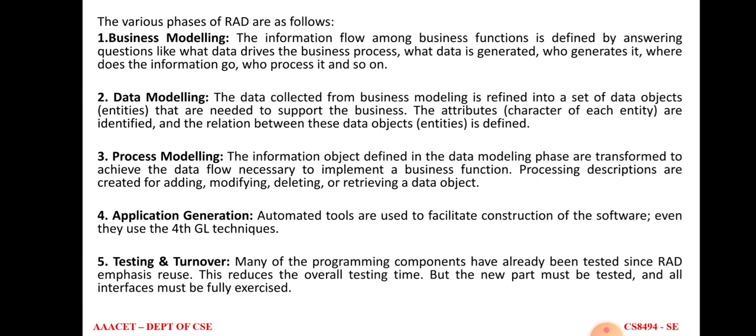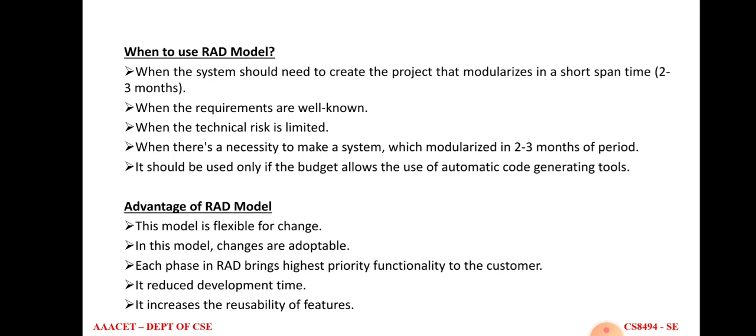The next one is application generation: here some automated tools have to be used to facilitate construction of the software. And the final one is testing and turnover. Testing is the implementation part, where we are dealing with some coding. And turnover is the deployment, that is, we have to deliver the product to the customer.